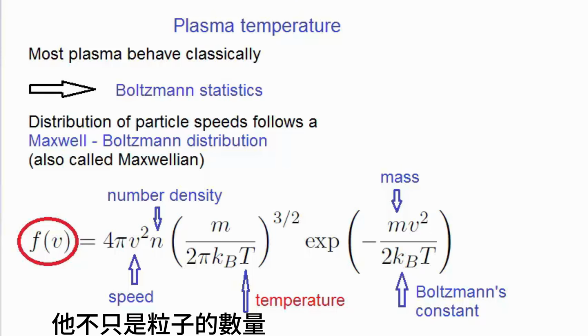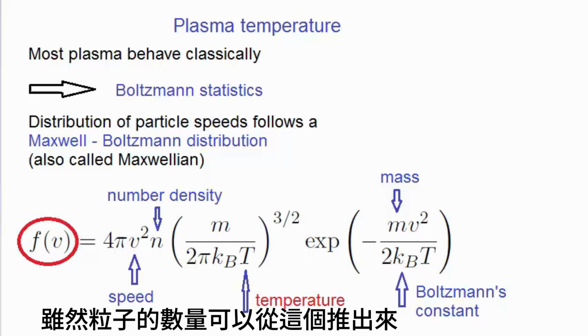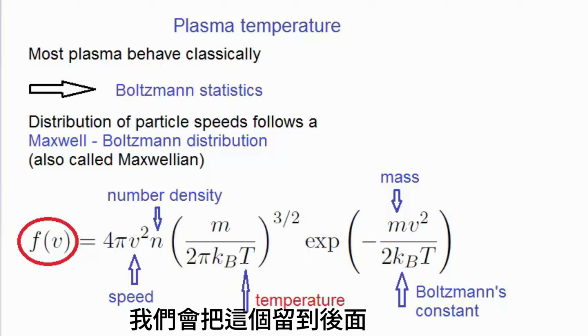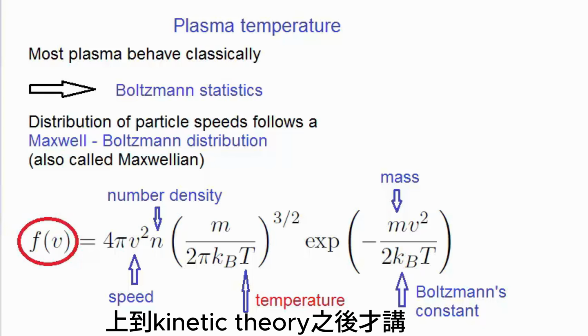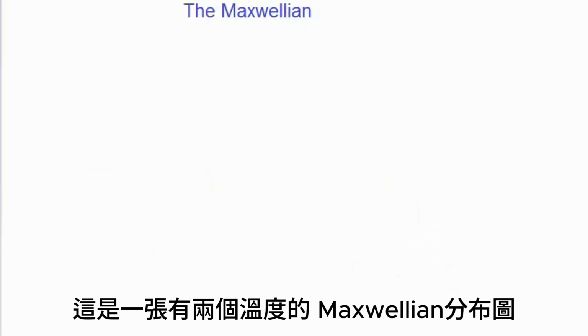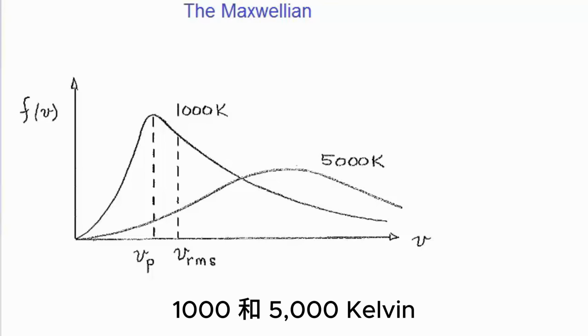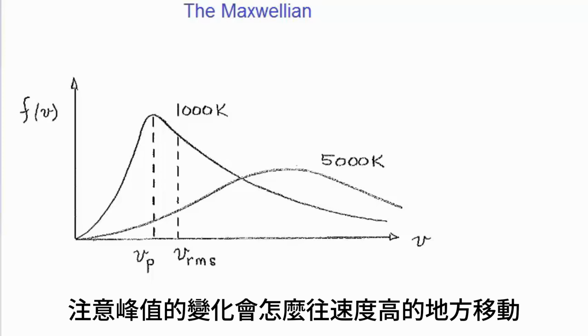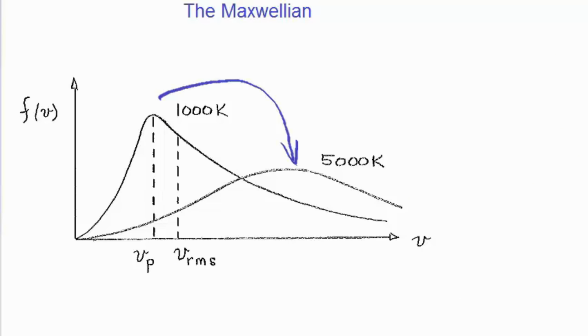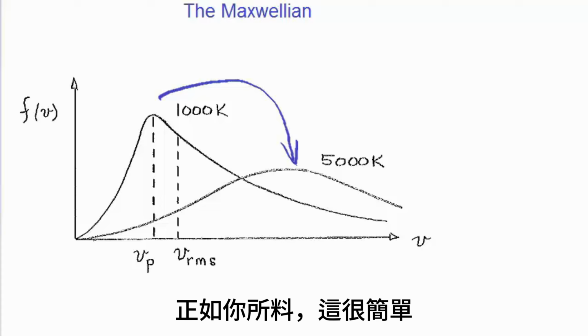It doesn't just mean the number of particles, although the number of particles can be derived from it. We're going to leave the discussion about what this means until we cover the kinetic theory part of the course. A plot of the Maxwellian is given by this for two temperatures, 1000 and 5000 Kelvin. Notice how the peak in the distribution goes to higher velocities with increasing temperature, as you might expect.